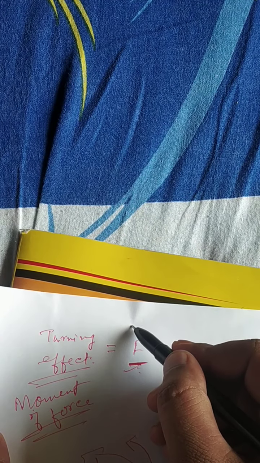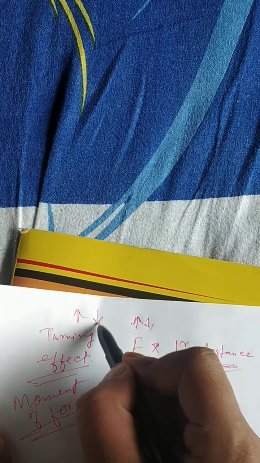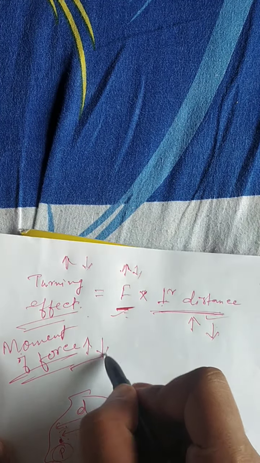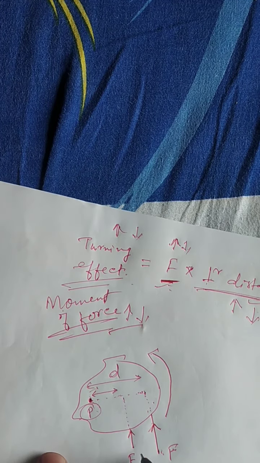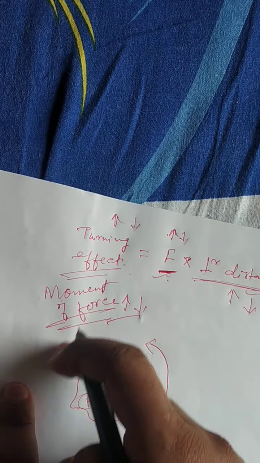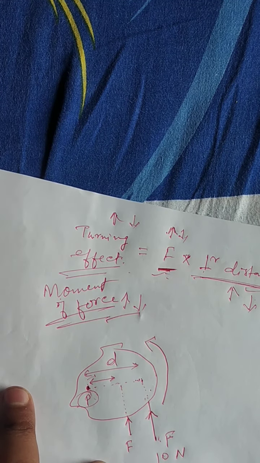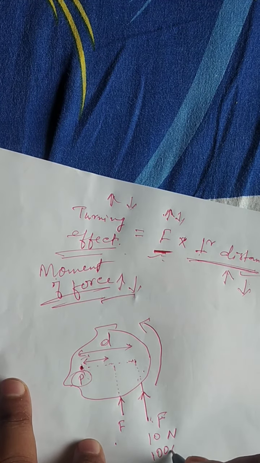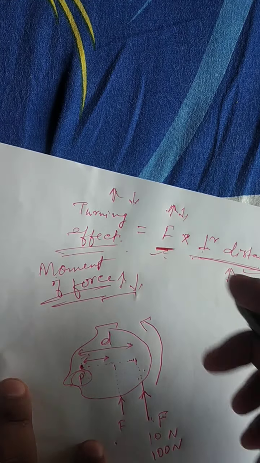Turning effect will be greater if the force is more. If the force is less, then the turning effect will also be less. If the perpendicular distance is more, the turning effect or moment of force will be more. If the perpendicular distance is less, the turning effect will be less. Okay, here look at this. If here 10 Newton force is applied, then the body will rotate with a turn. If the force is 100 Newton, then the turning effect or moment of force will be more.